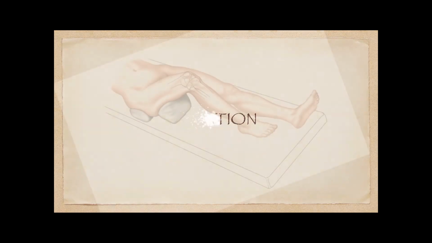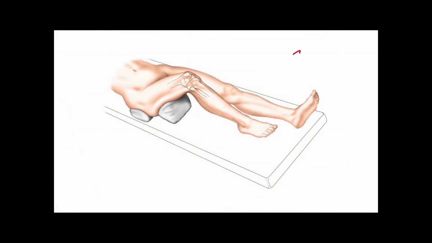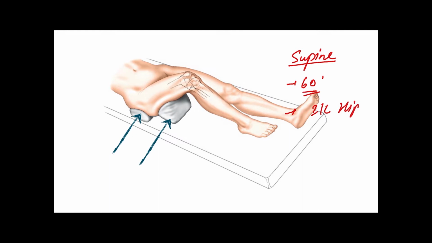So what is the position of the patient? Position of the patient is supine with knee 60 degree of flexion, and there is a sandbag below the ipsilateral hip to eliminate normal external rotation of the lower limb and to keep the patella facing upwards.